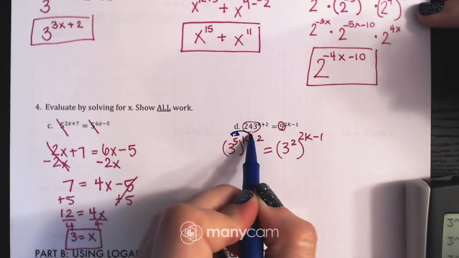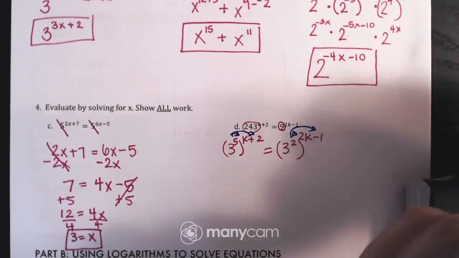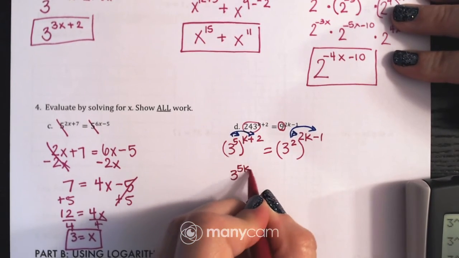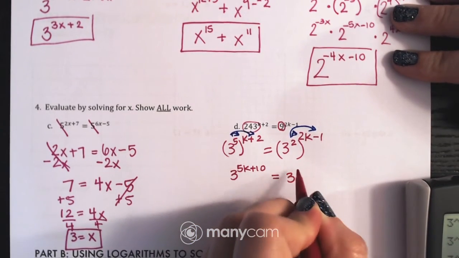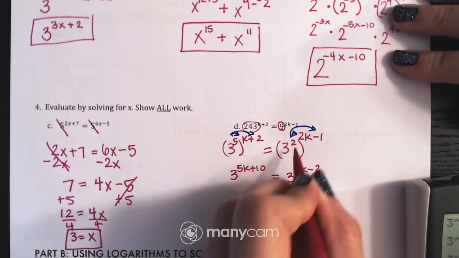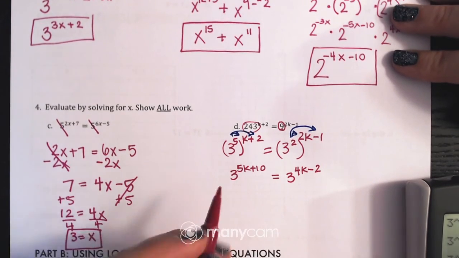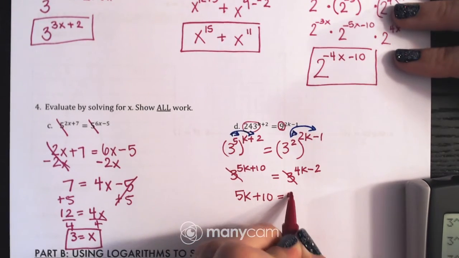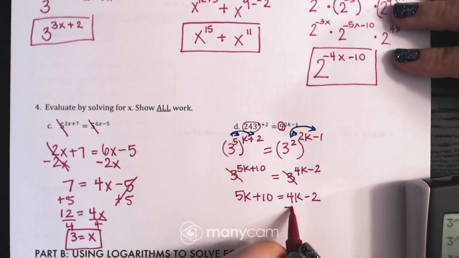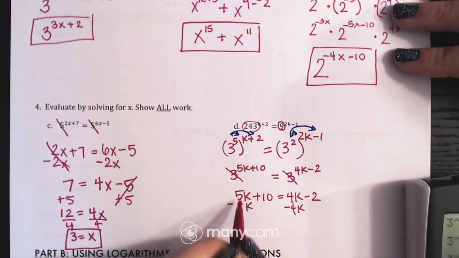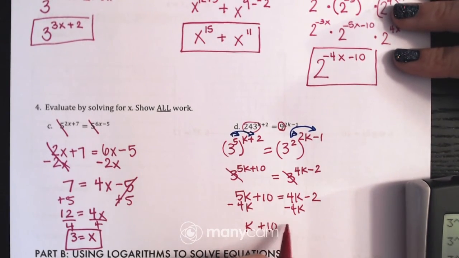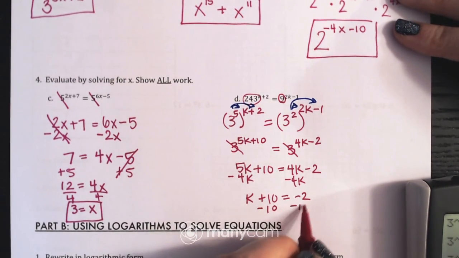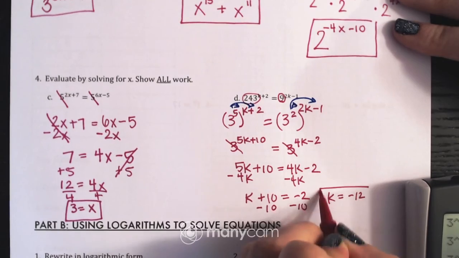I'm going to distribute to get rid of the parentheses. 3 to the 5k plus 10 equals 3 to the 4k minus 2. 2 times negative 1. Now I cross off the bases and I'm solving a linear equation. Subtract 4k. 5 minus 4 leaves me with 1k. Subtract 10. K equals negative 12. And I'm done.